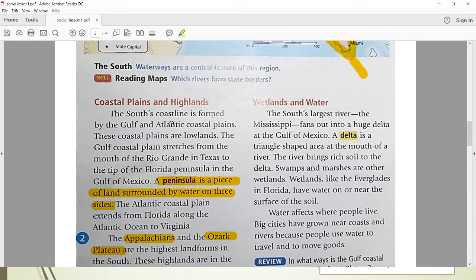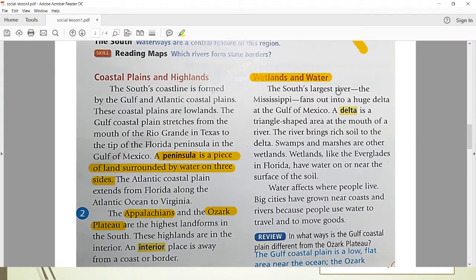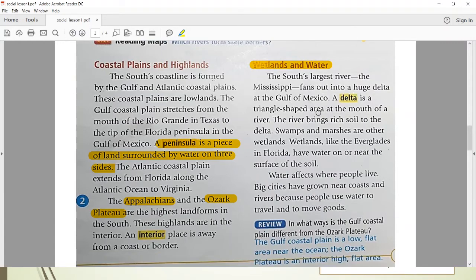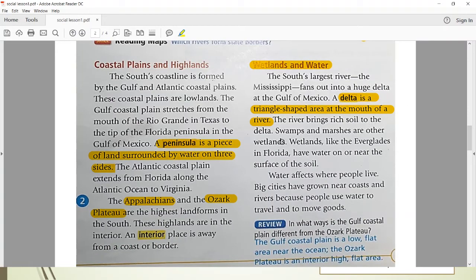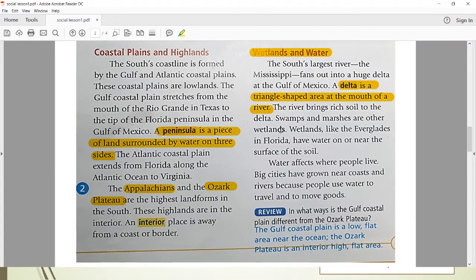Now, let's continue. So, we've discussed coastal plains and highlands. Let's discuss now wetlands and water. So, the south's largest river, the Mississippi, fans out into a huge delta at the Gulf of Mexico. So, a delta, let's highlight it. A delta is a triangular shaped area at the mouth of a river. So, I think you know that. So, if there's a river, there's a triangular mouth, and that is what we call a delta. The river brings rich soil to the delta. Swamps and marshes are other wetlands. So, I think you know this because we discussed this before.